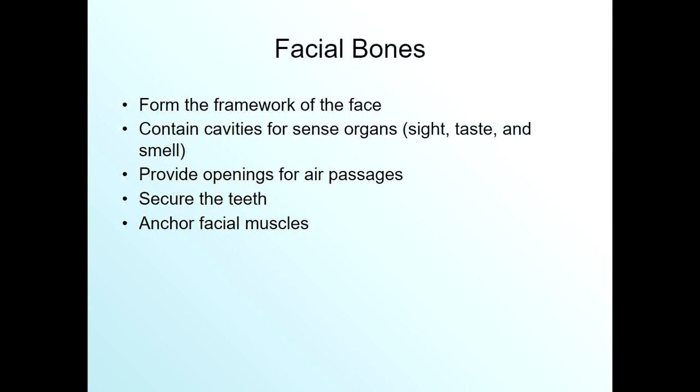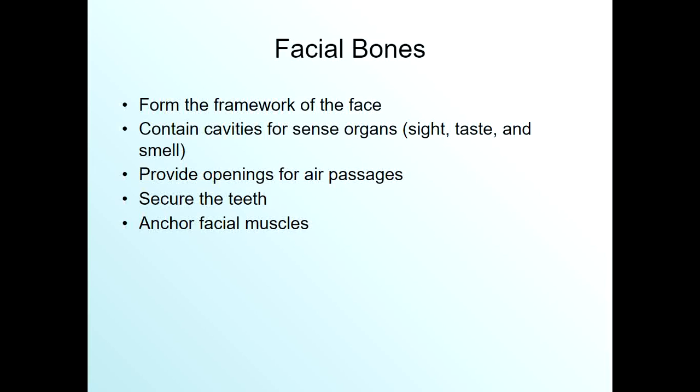So our facial bones are the bones that we find in our face. They're the ones that make the framework of our face. And actually, our facial bones are what give our face its unique appearance. Now, the facial bones have some cavities because we do have some sensory organs like our eyes for sight, our nose and our mouth so that we can taste and we can smell. And then, of course, we have openings for air passages.